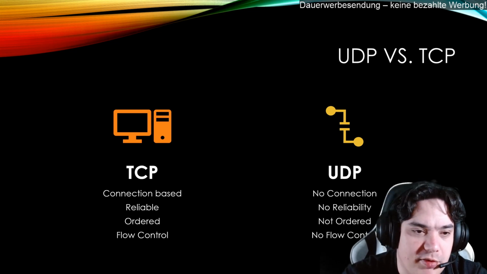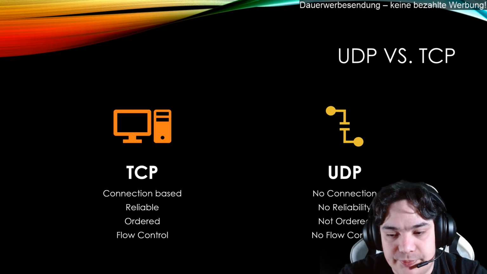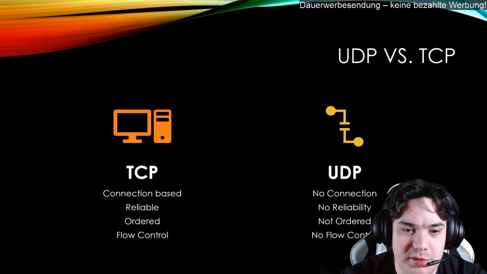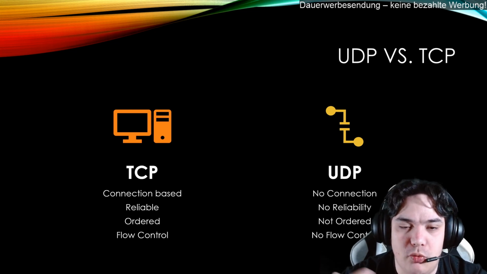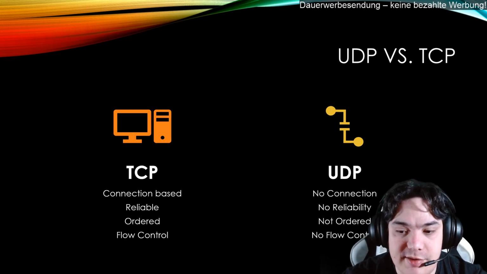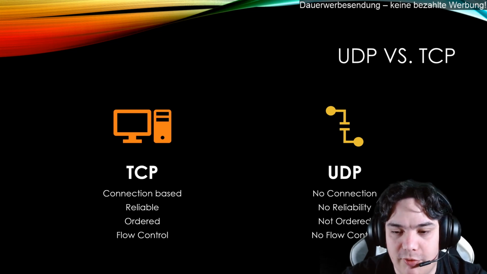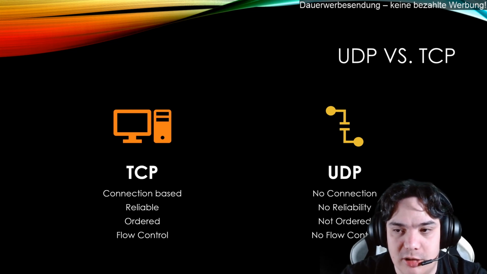Also, UDP doesn't know anything like connections, and also reliability. If your message gets lost in UDP, it's lost. There's no out of the box way for resending like in TCP, and your messages will get out of order, which is also known as the term jitter, if you want to Google a little bit more about that.